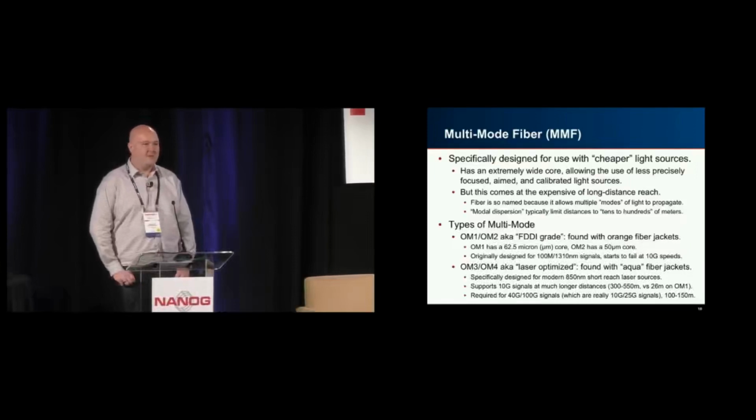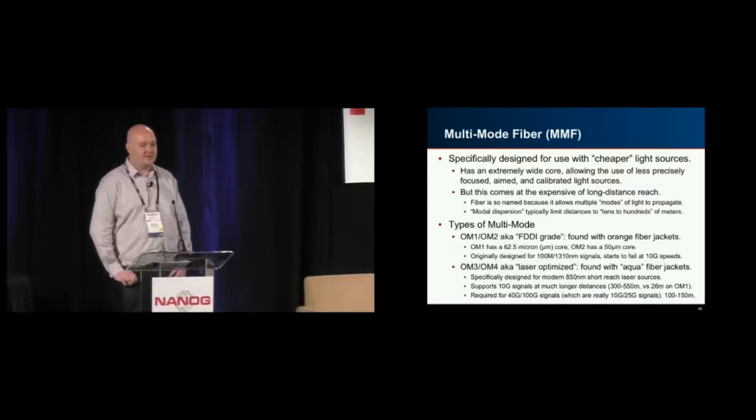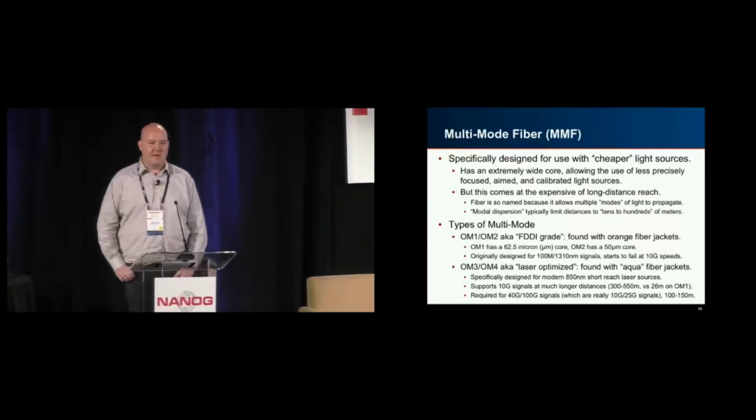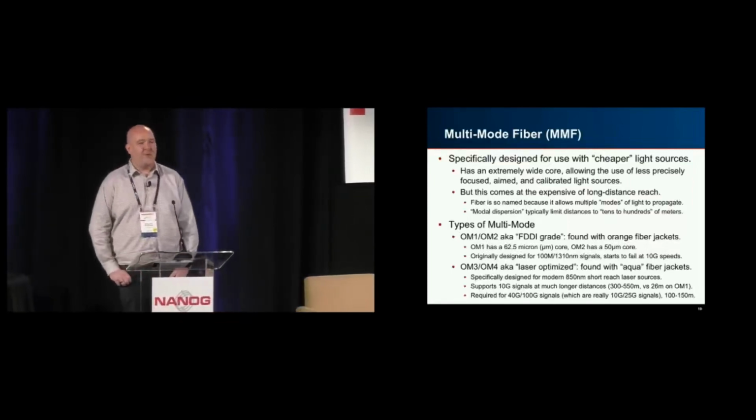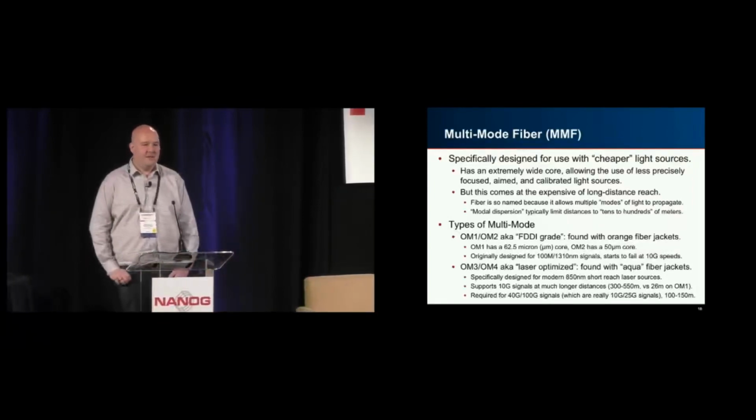So then we came up with another type of fiber called OM3 and OM4, so there's different versions of it. And this is what's called laser optimized fiber. And these are your aqua, so your light blue colored jackets. So these fibers are specifically designed to work with these 850 nanometer short reach lasers. They much more easily support speeds like 10 gig. So instead of doing only 26 meters on an OM1, you can go 300 to 500 meters with a 10 gig signal now. And it's pretty much required for a 40 or 100 gig signal, which is actually 10 and 25 when you get into the insides of it. So you see this more and more in modern high-speed networking.